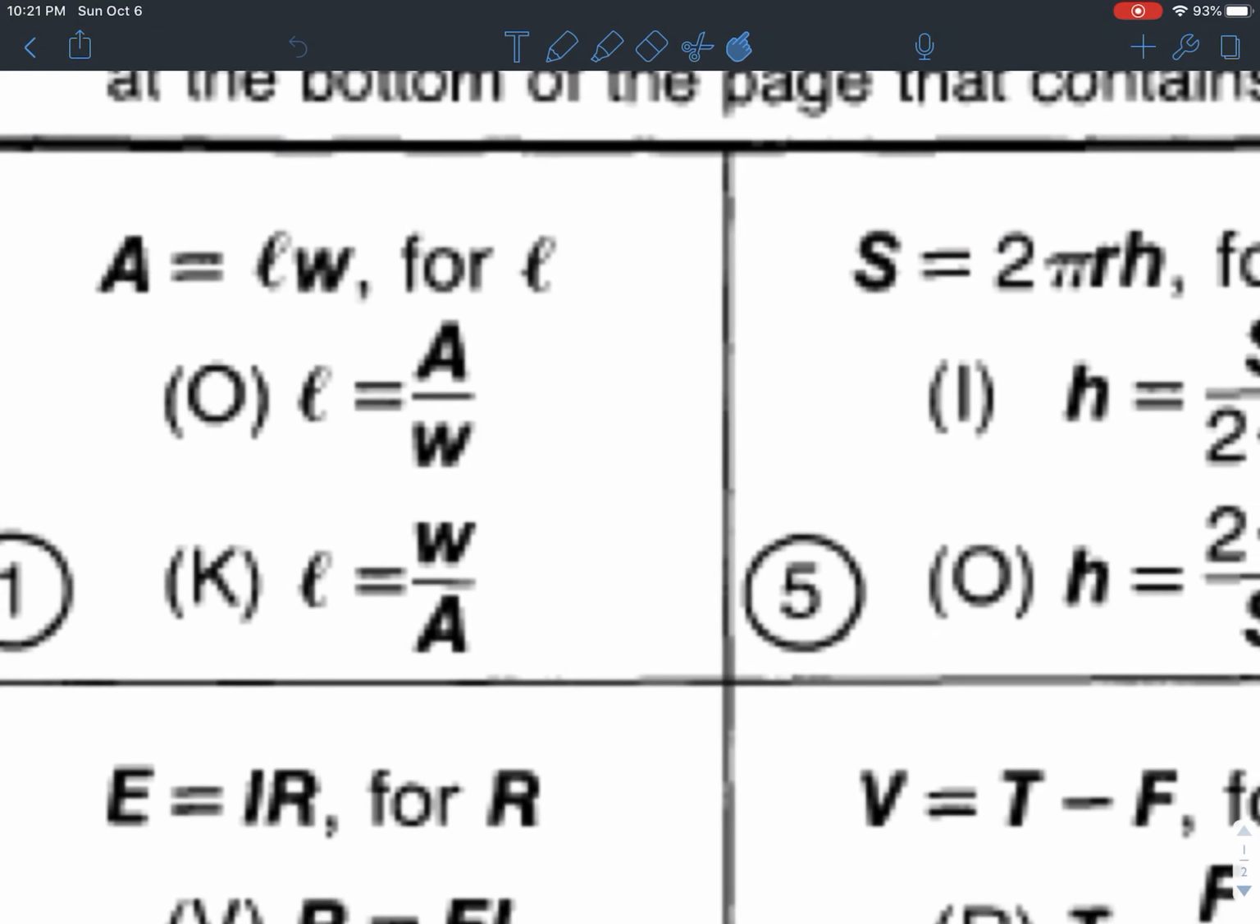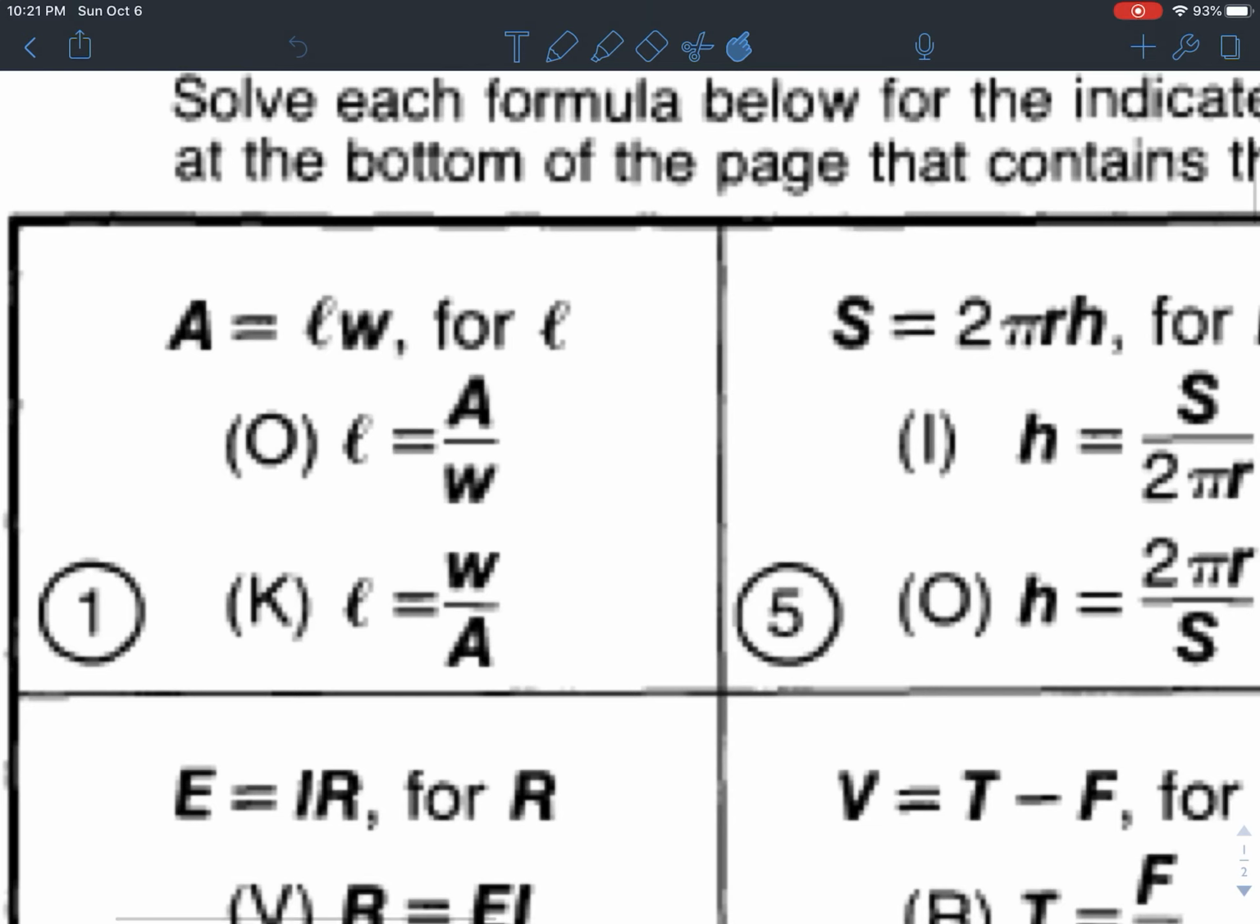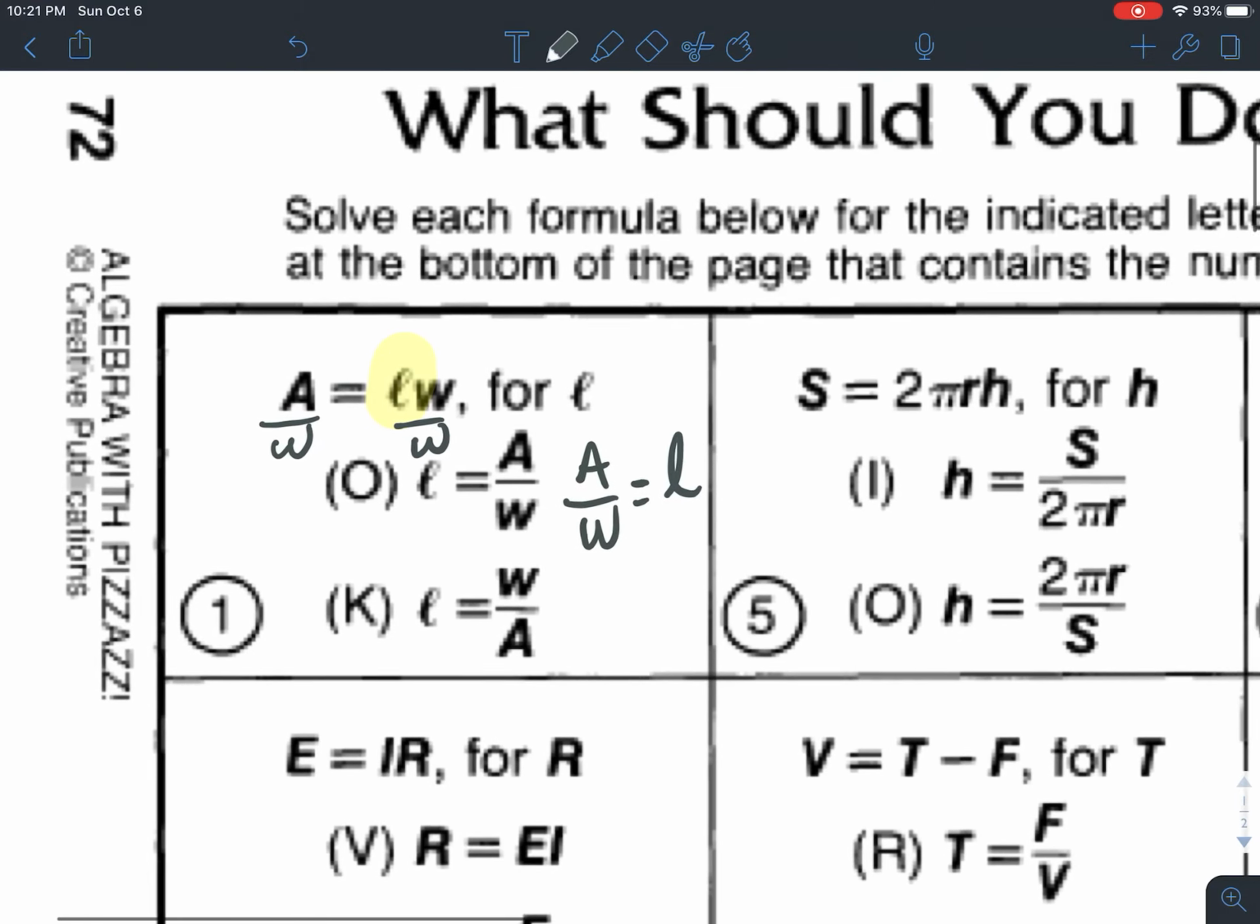I'm just going to go through these problems one at a time where I solve them. So for this one, A equals LW, we're solving for L. W is connected to L, so we're going to go ahead and divide by W on both sides, and we get A over W equals L for the first one.